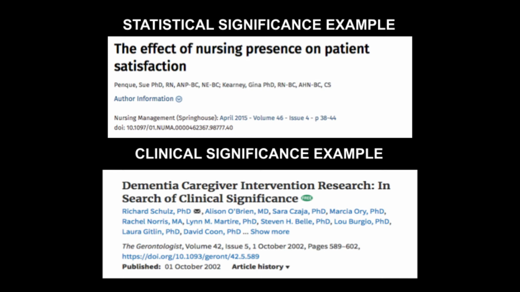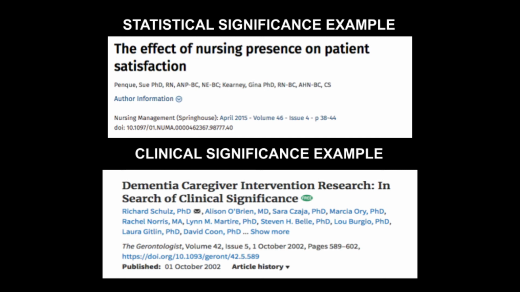For the example of a relevant literature that employs statistical significance, I am presenting this published paper titled The Effect of Nursing Presence on Patient Satisfaction by Drs. Pinky and Kearney. In this, the authors stress the importance of nursing presence in determining patient outcomes. Nursing presence itself allows for quicker familiarization with patient characteristics and also quicker detection of changes in the patient's health condition that may or may not have significant impact on the treatment or recovery.